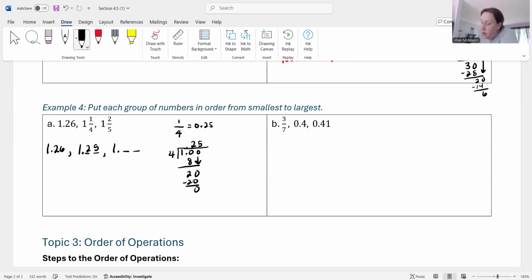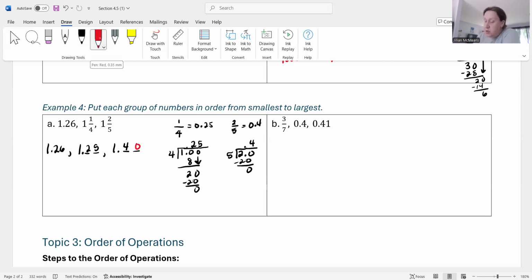Okay? Now let's look at 2/5. Let's see what 2/5 is equal to. So I need to take 2 and divide it by 5. Well, 5 won't go into 2, but we can pretend 2 is a 20. So 5 will go into 20 4 times. 4 times 5 is 20. I've got my 0 remainder, so 2/5 is 0.4, which tells me that 1 and 2/5 is 1.4, but I'm going to go ahead and add a 0 so that everything has 2 decimal places.